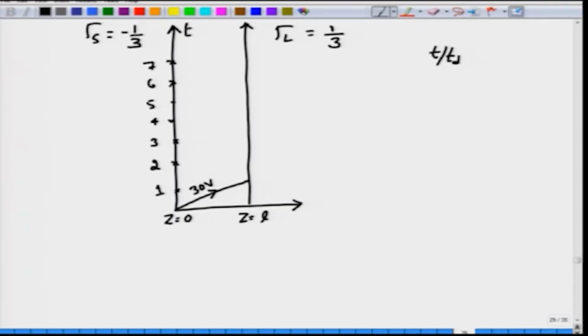Okay. Perhaps that explanation was not really required, but I just gave it anyway for those who would be wondering why I am drawing a straight line. So, we draw a line of 30 volt, which represents V1 plus.